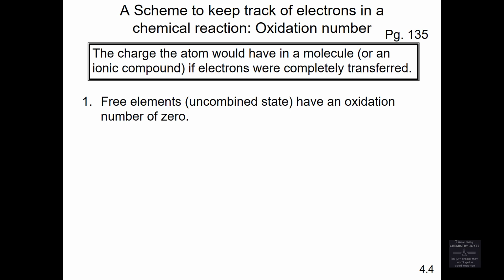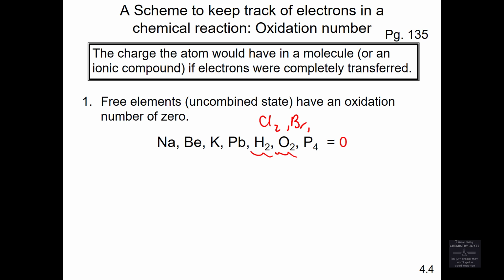Elements in their free, uncombined state have an oxidation number of 0. So that's sodium metal, beryllium metal, potassium metal, lead metal, hydrogen and oxygen as diatomics. What other things are diatomics? Chlorine, bromine, iodine, fluorine, and one more, nitrogen. There's a little top 7 on the periodic table. It's this guy, this guy, this guy, this one, this one, this one, and then hydrogen over there to the side. Those are my diatomics.